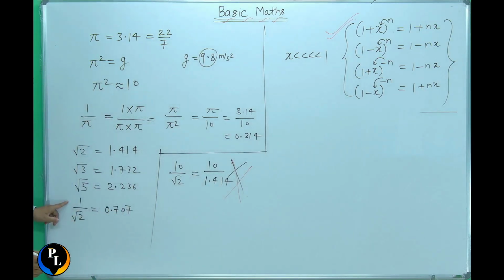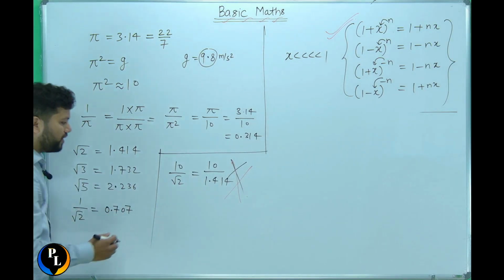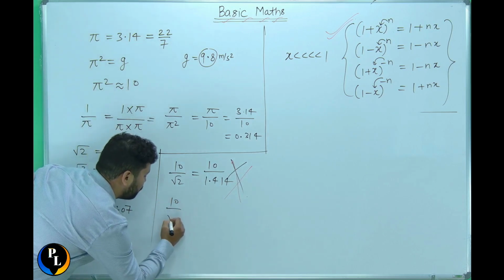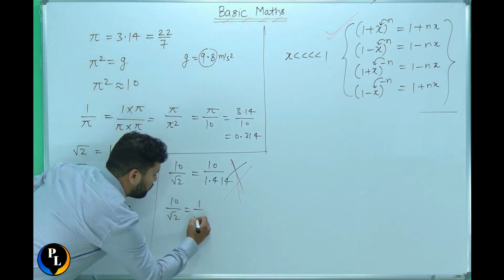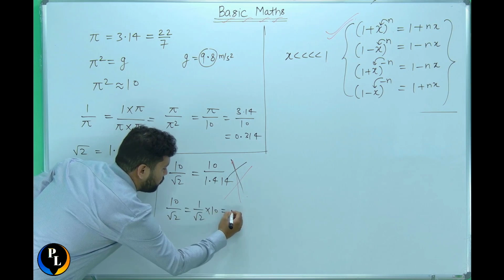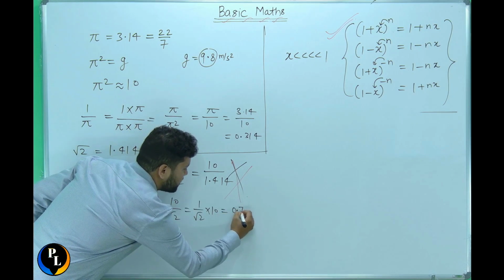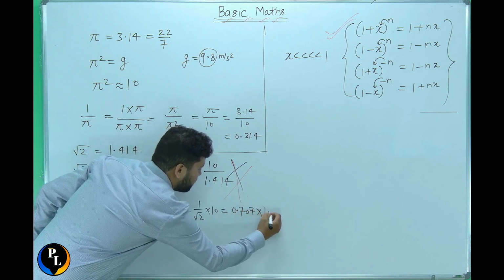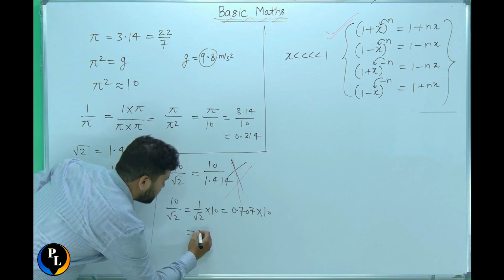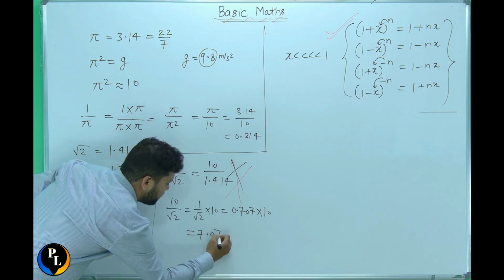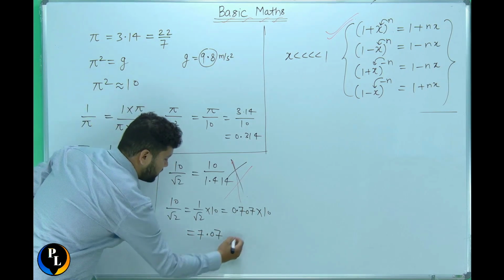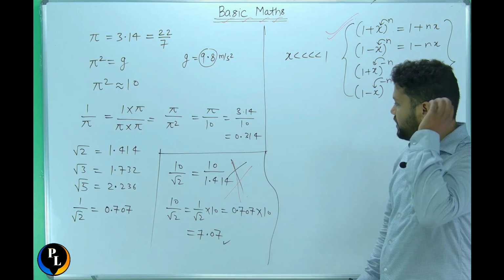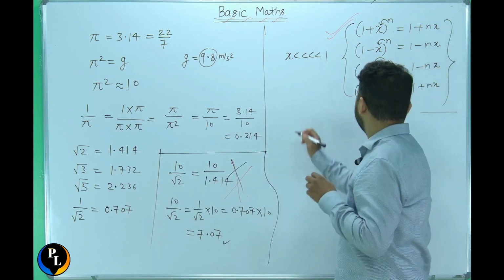We'll use this story. 10 upon root 2, we'll write like this: 1 by root 2 into 10, and 1 by root 2 we know already is 0.707, and into 10, finally our answer will be 7.07. So this is our answer. I think it's clear.